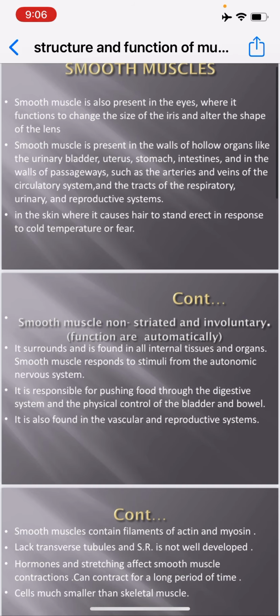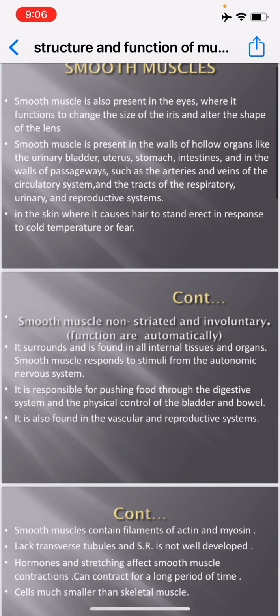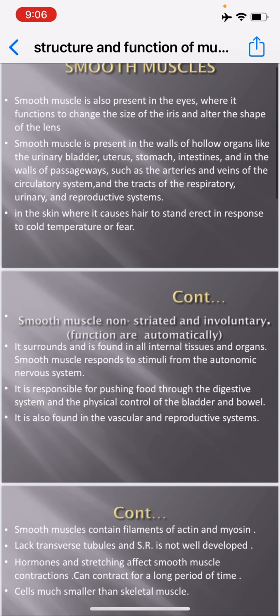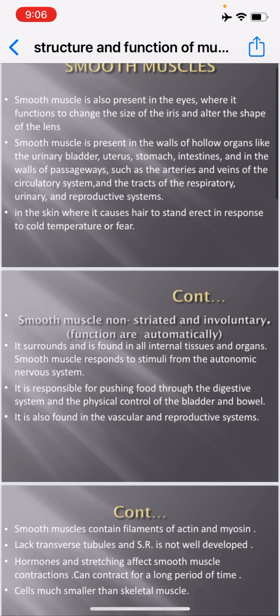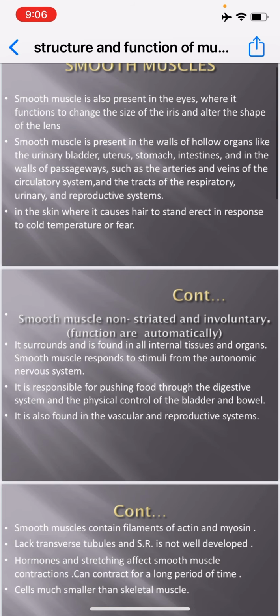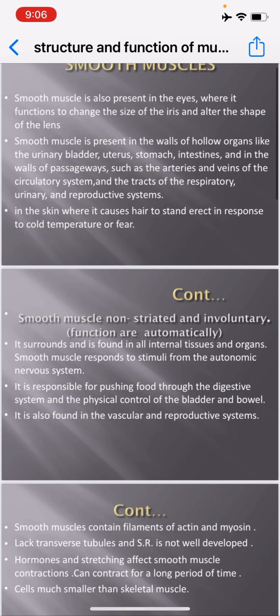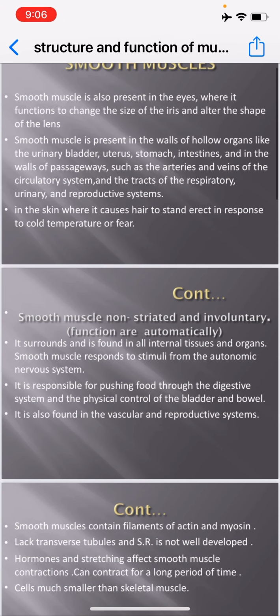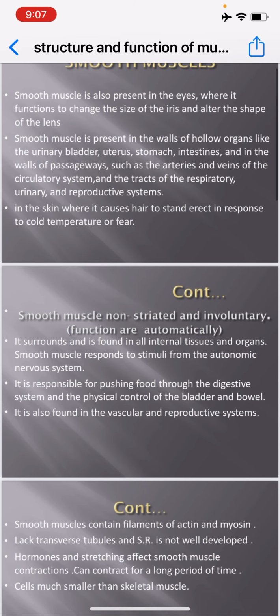A smooth muscle is also present in the eyes, where it functions to change the size of the iris and alter the shape of the lens. A smooth muscle is present in the walls of the hollow organs like the urinary bladder, uterus, stomach, intestines, and in the walls of the passageways such as the arteries and the veins of the circulatory system and the tracts of the respiratory, urinary, and reproductive systems. In the skin, where it causes hair to stand erect in response to the cold temperature or fear.